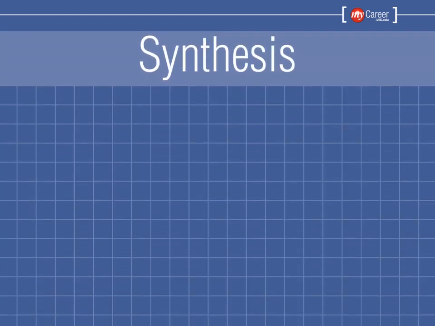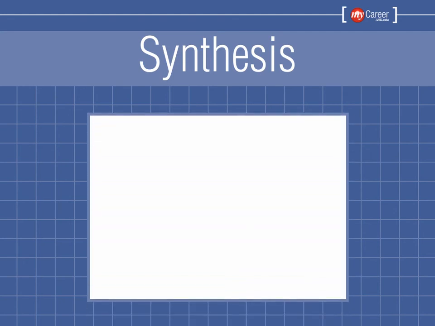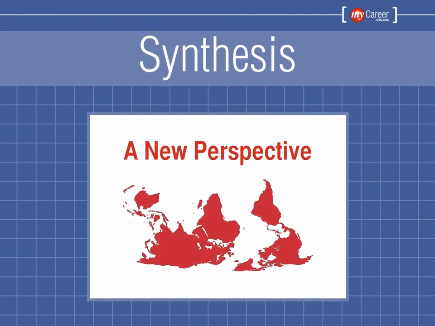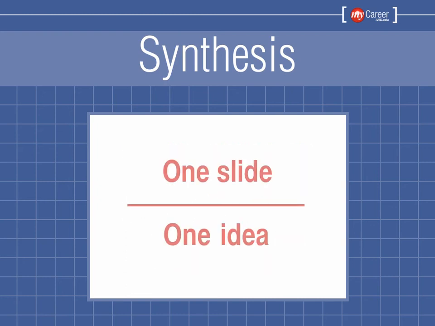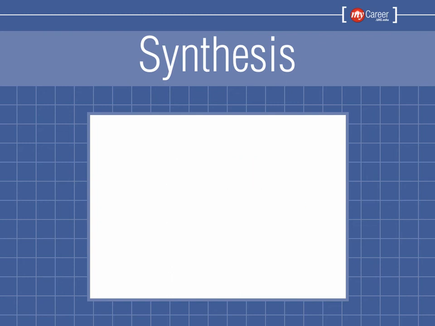Synthesis is the final step in the slideshow design process. You have created your content, now you have to assemble it into the final product. First, make sure that you have an interesting opening slide that will grab your audience's attention. For the body of your presentation, follow the one slide, one idea rule. When you move on to a new idea, you should also move on to a new slide. This will help the audience follow your presentation and keep them engaged.